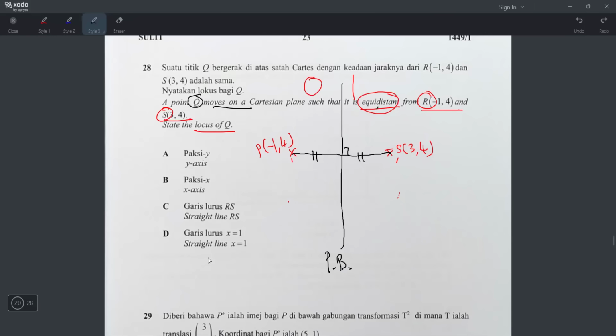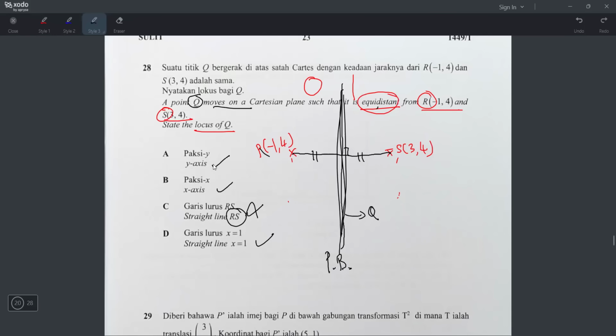But if you look at A, B, C, D, they write y-axis, x-axis, RS, x equals 1, right? So definitely, this one is R. Okay, so C is definitely wrong. How can it be RS? No. Your locus Q is not RS, right? It's the perpendicular bisector of RS. So C is wrong. So it's either A, B, or D. Okay, will it be the y-axis?